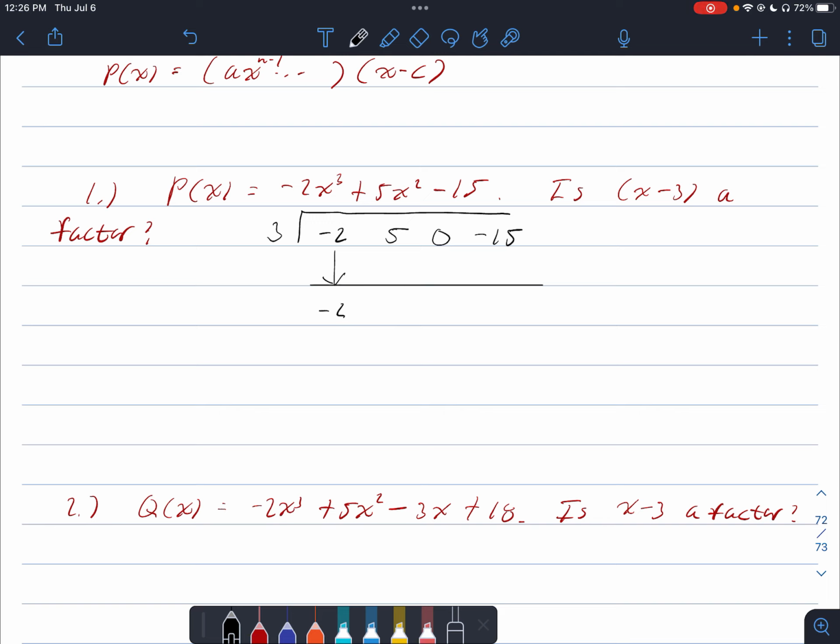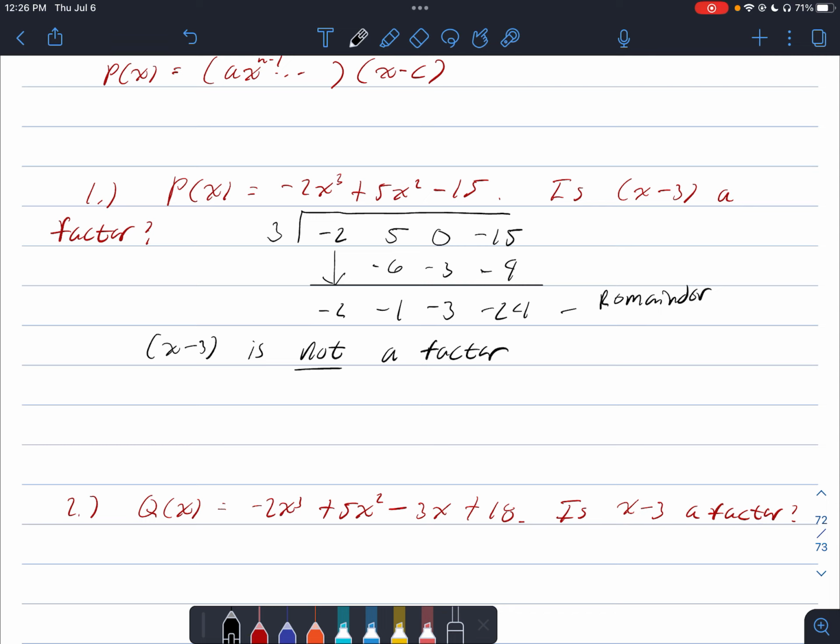Negative 2 times 3 is negative 6. 5 plus negative 6 is negative 1. Times 3 is negative 3. 0 plus negative 3 is negative 3. And negative 3 times 3 is negative 9. And negative 9 plus negative 15 is negative 24. Since that means the remainder is not 0, therefore x minus 3 is not a factor.